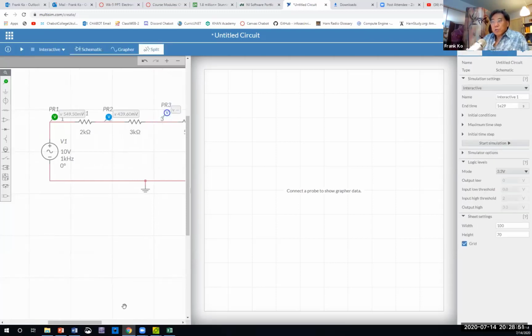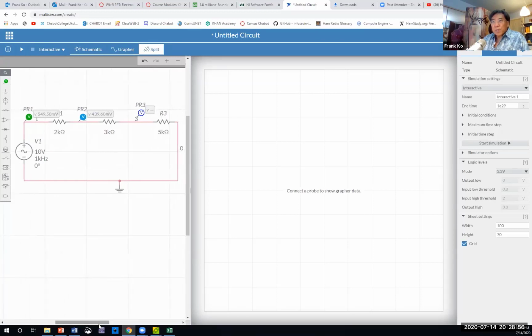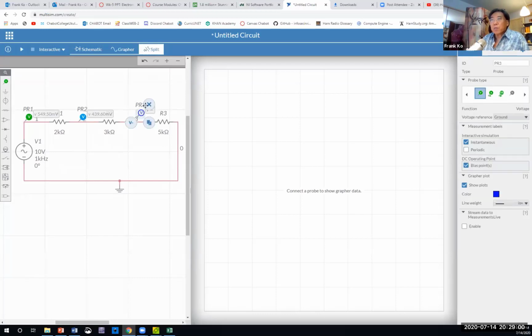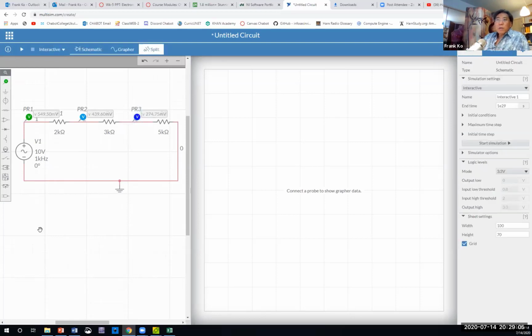Okay. So now I've got 3 probes on my schematic, and look at where I've placed them. This one's a little bit high. I need to place it correctly. I want to place it on the wire. There we go. So I happen to have a green probe, number 1, placed at the corner between my voltage source and my first resistor. I've got a second probe in this lighter blue color placed between R1 and R2. I've got a third probe placed between R2 and R3.